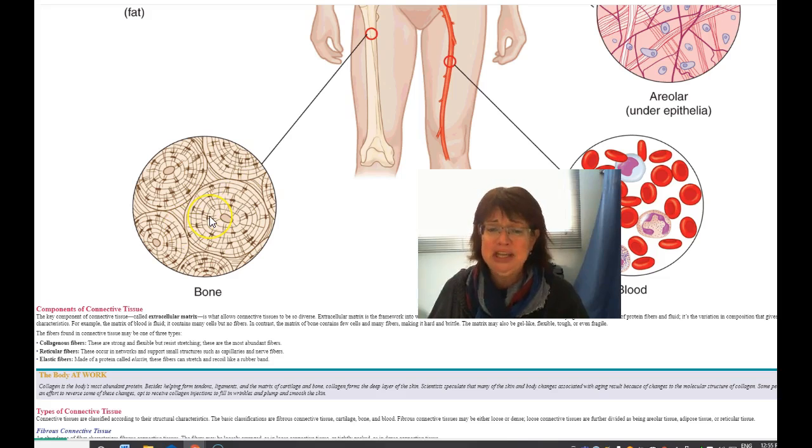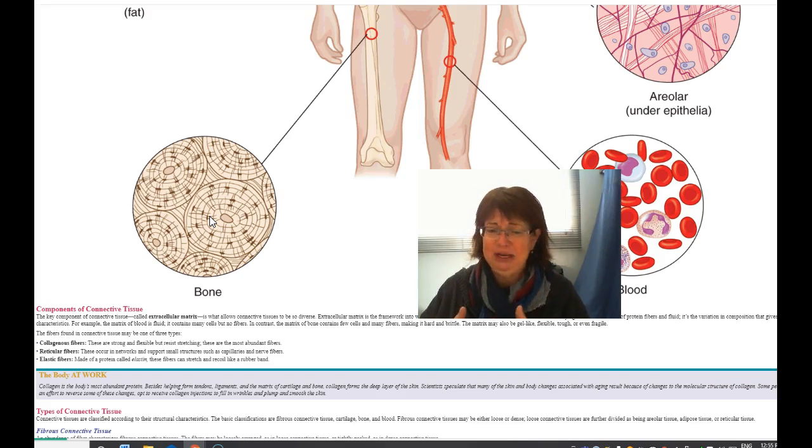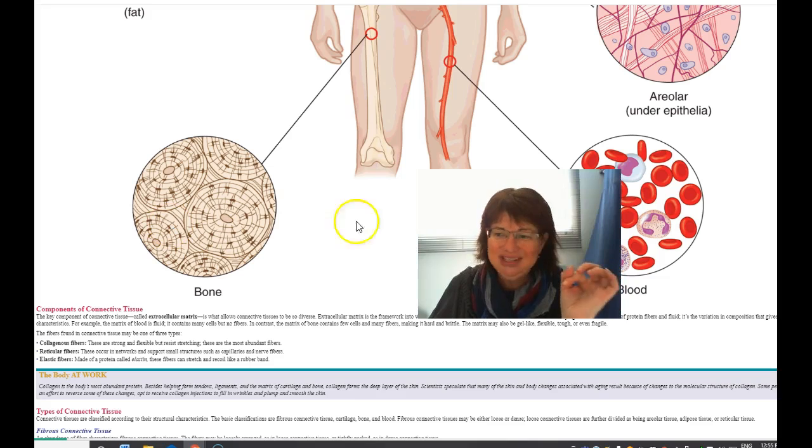And your bones keep remodeling as you grow, not so much once you get to about your 50s, 60s, I think it is, but before then, especially when you're younger, your bones will remodel and the minerals come and go. So this is why bones heal very quickly.